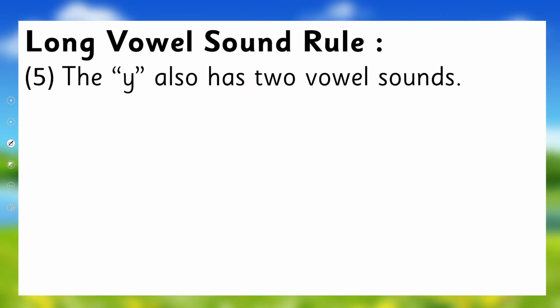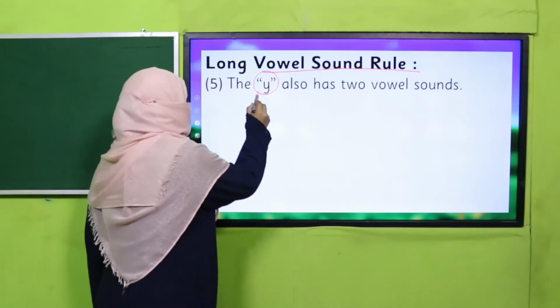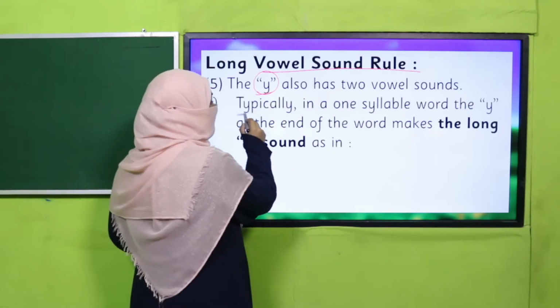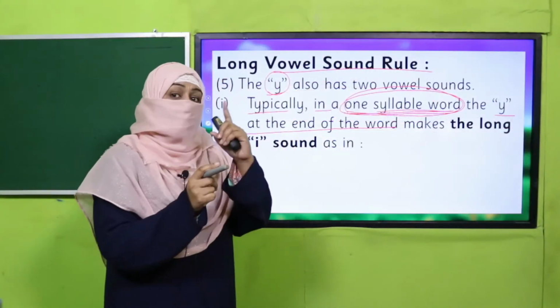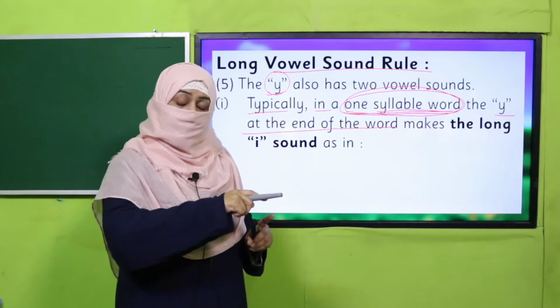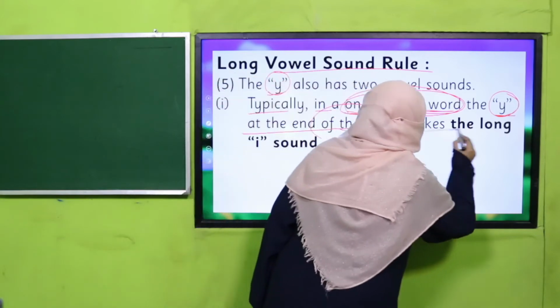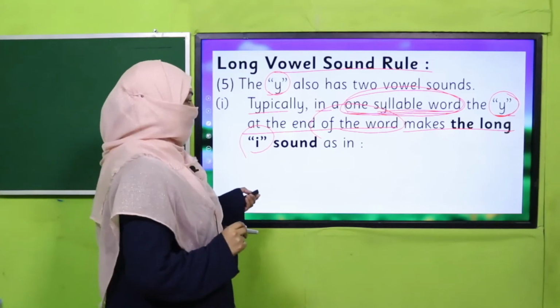And the last rule for today is the long vowel sound rule for Y. Y is a very interesting letter because it sometimes has a vowel sound, typically in one syllable words. Now we have learnt about syllables. We divide words according to vowel sounds. Now there are two conditions. One, the word is of one syllable and the letter Y is appearing at the end of the word. What will happen? It will make the long I sound. Long I sound. How? Cry.